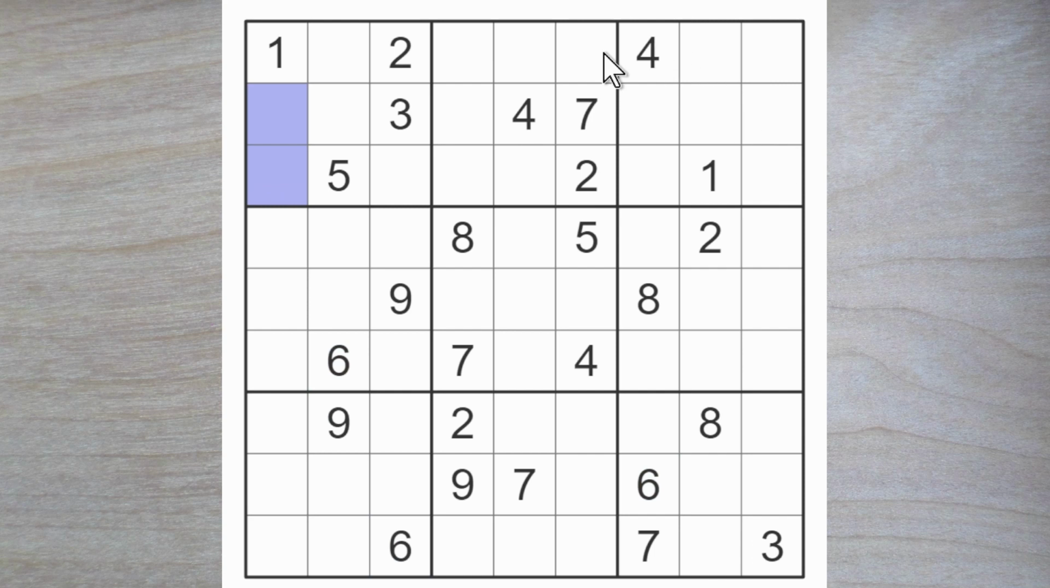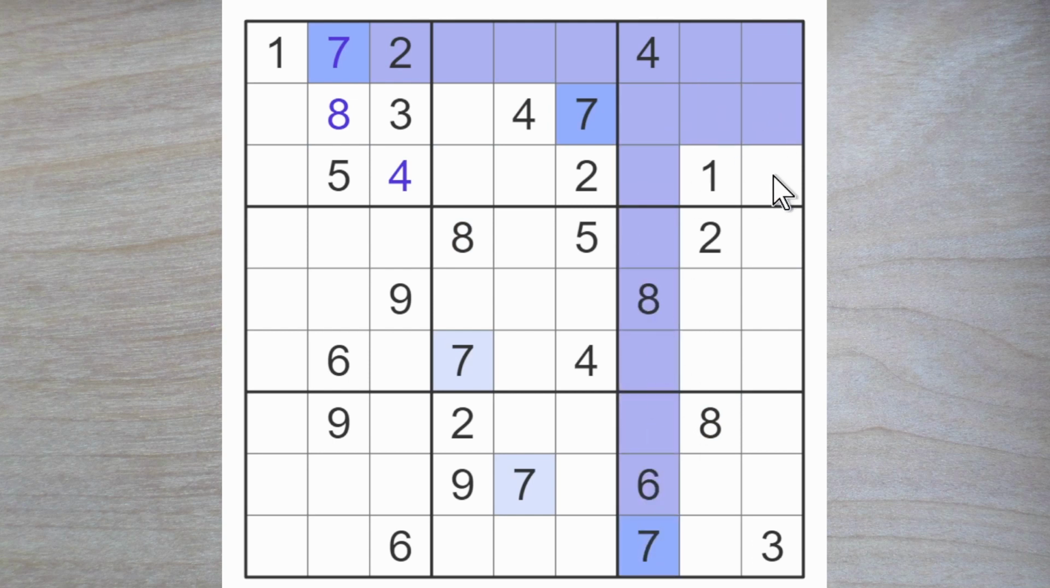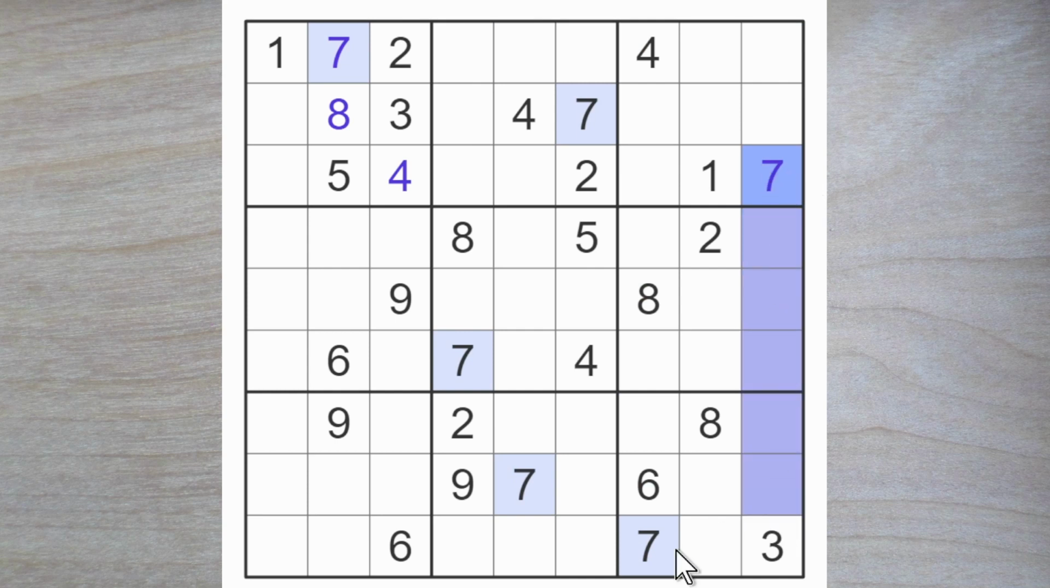And since we therefore have two 4s blocking over, we know that this must be a 4. And these must be a 7 and an 8, and the 7 blocks over, so here's an 8 and here's a 7. Now we have two 7s blocking across and one 7 blocking up. And here's another 7 blocking down, one 7 blocking up, and one blocking over.